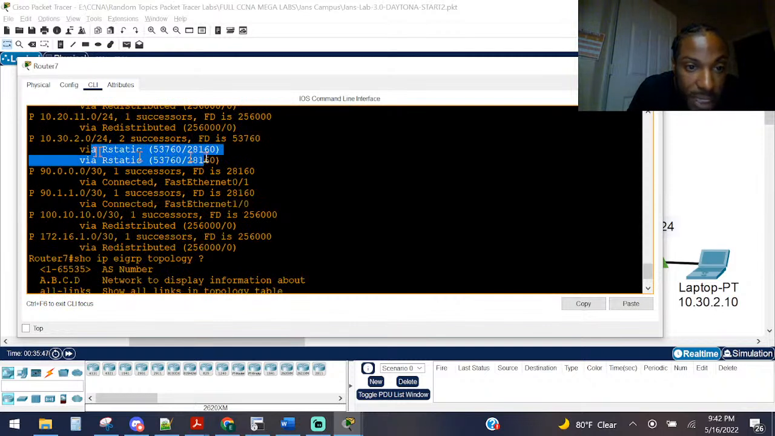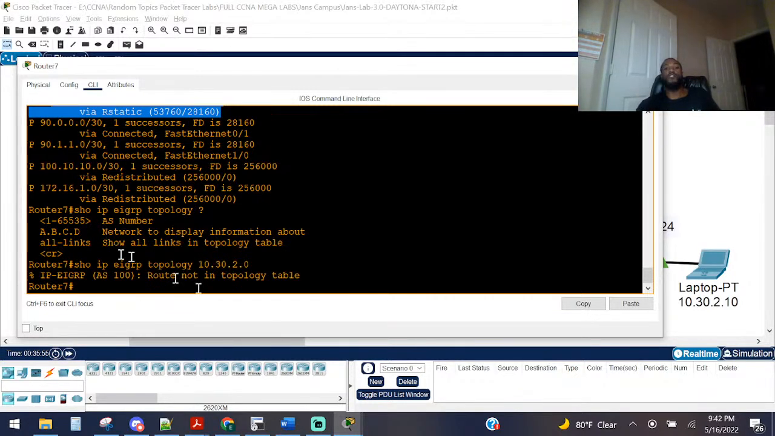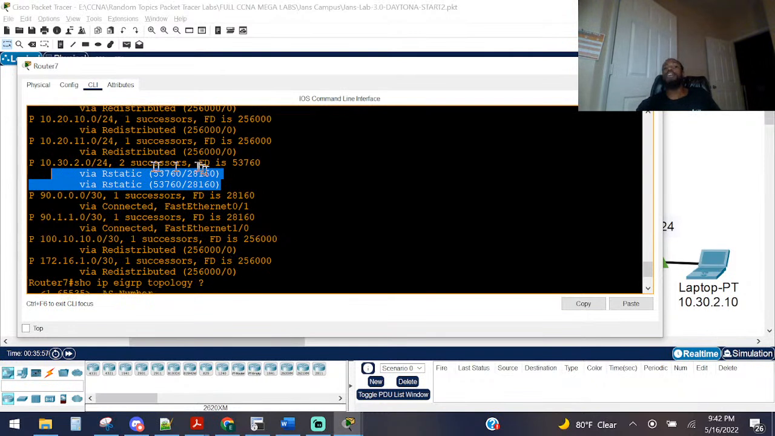Oh, see, they're pretty much equal. That's the reason why it's not showing up for some reason in the topology table, because you got 2 ways to get there and they're exactly the same. They're the exact same hops. We didn't change the metrics for EIGRP or anything like that. So that's a really good question though.